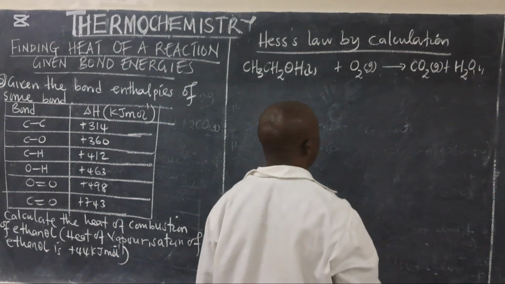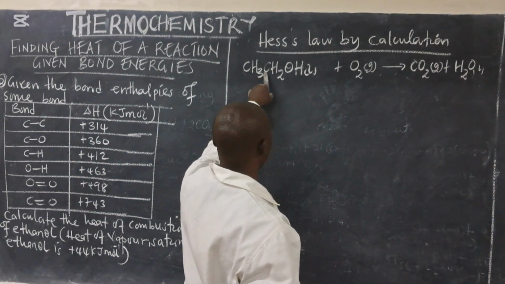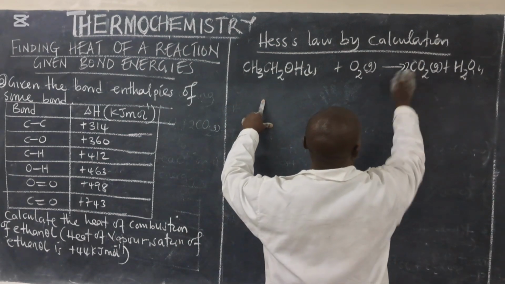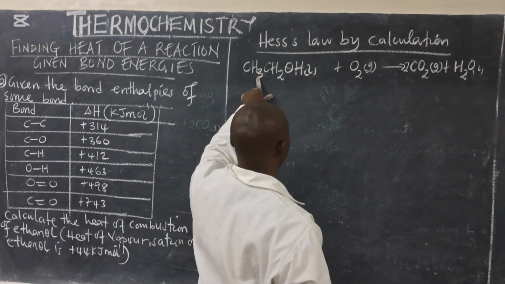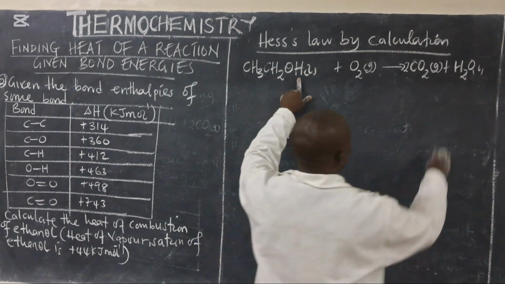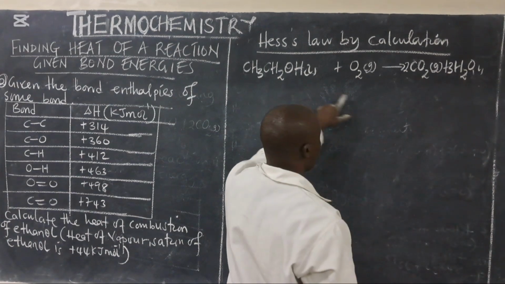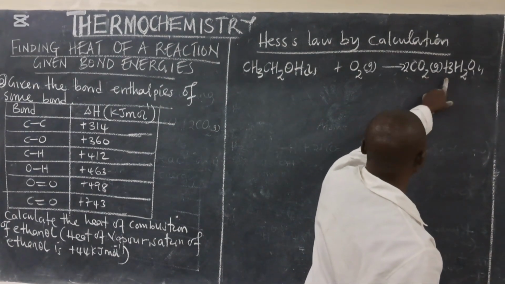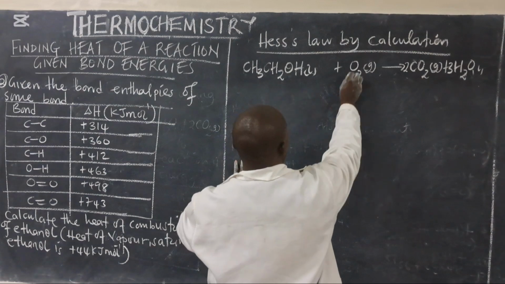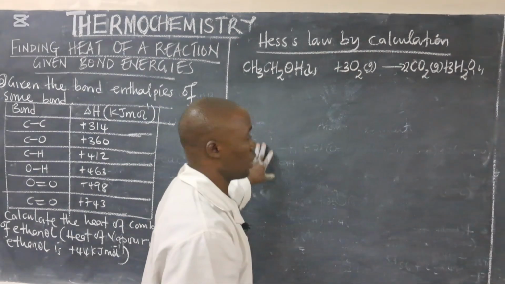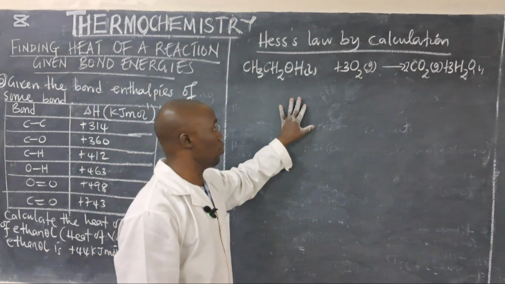So we want that heat value. Carbon atoms are 2, so we have here 2. Hydrogen atoms are 6, so we have here 3. Oxygen atoms, these are 7. So this is already 1, so this is 3. So that's the equation for the combustion of ethanol.